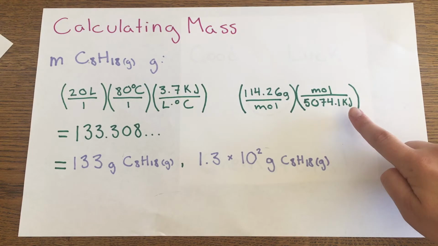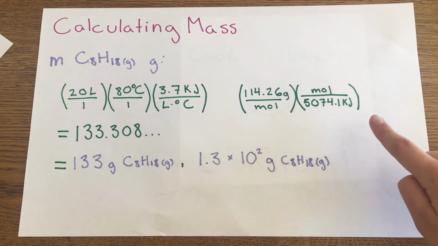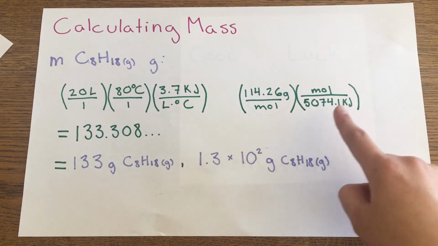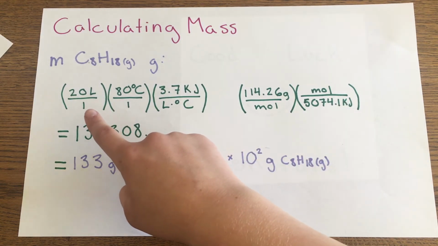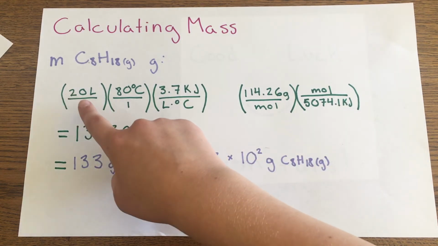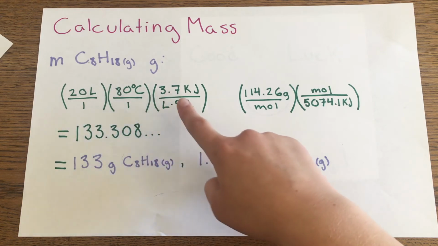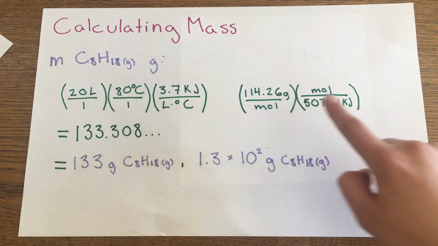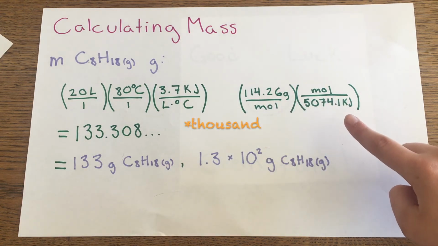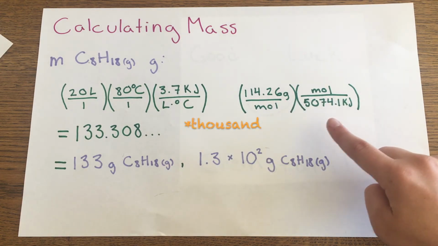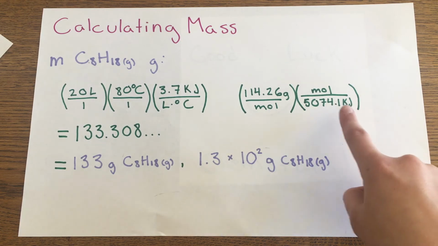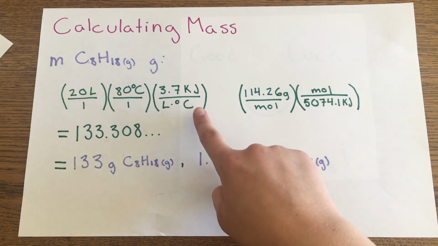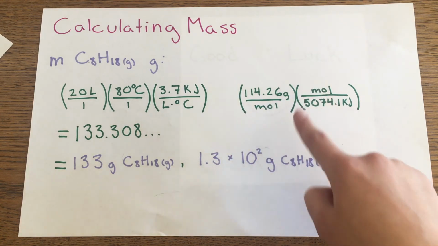And then we take the molar enthalpy of combustion of octane, which is 5,074.1 kilojoules per mole. We multiply all these values by each other. 20 times 80 times 3.7 times 114.26, but divide it by 5,074.1 kilojoules so every unit cancels out. Kilojoules and kilojoules, liters and liters, degrees Celsius and degrees Celsius, and moles and moles.